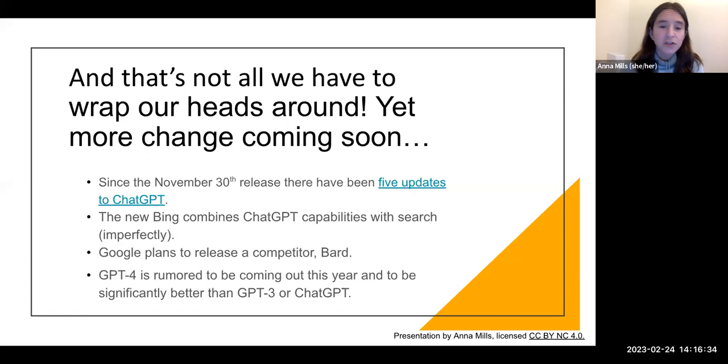We've seen the search is combining with ChatGPT. Google plans to release a competitor, and we've heard rumors that a more advanced language model will be released later this year by OpenAI. So continuous change.